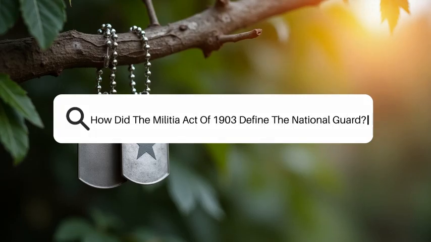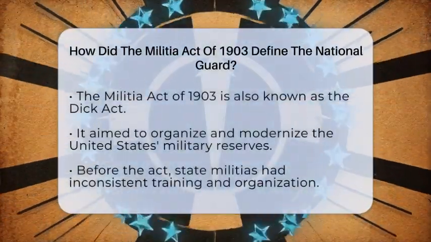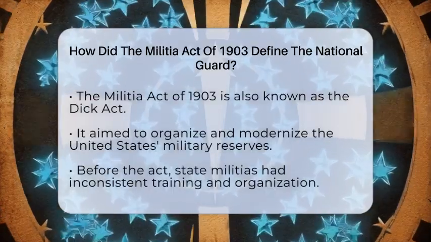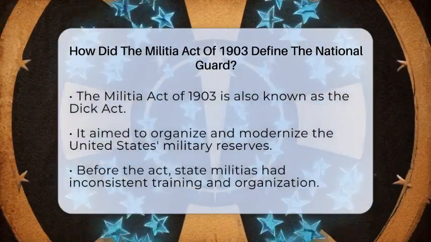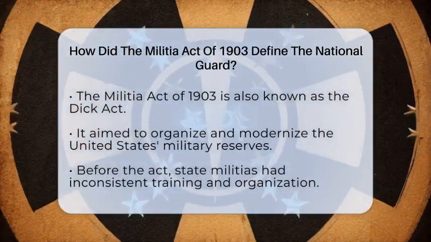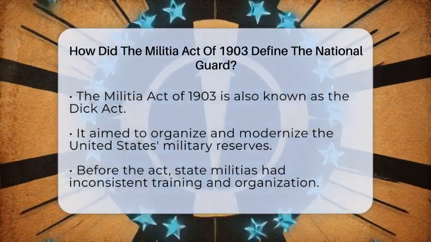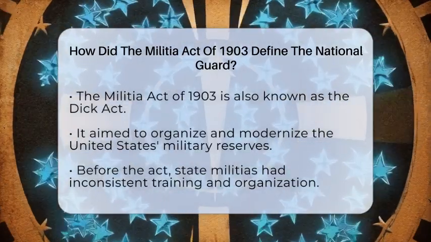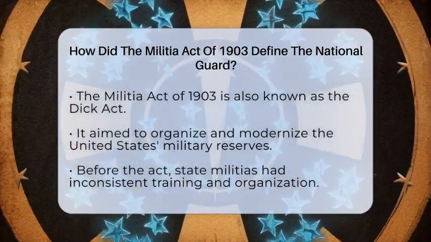How did the Militia Act of 1903 define the National Guard? Imagine a time when the United States was seeking to modernize and organize its military forces to better respond to internal and external threats. The Militia Act of 1903, also known as the Dick Act, was a pivotal piece of legislation that aimed to bring structure and coordination to the country's state-based military reserves.